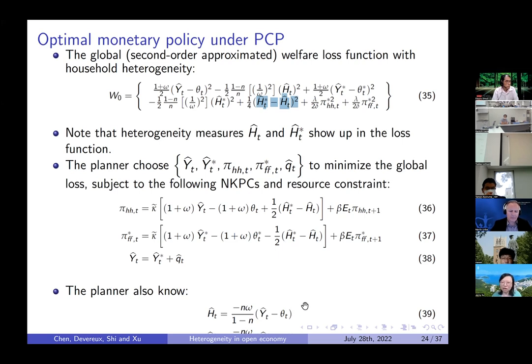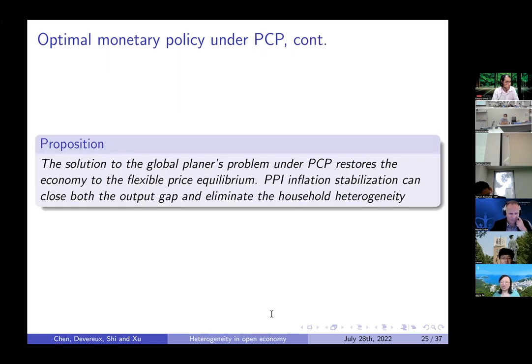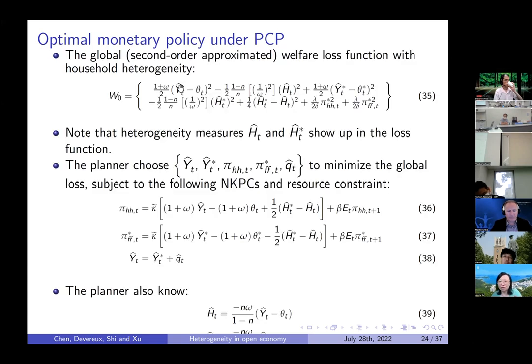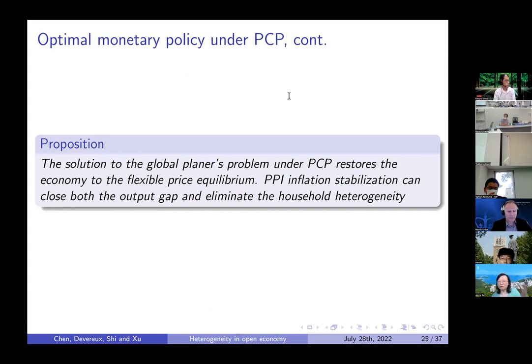Notice that the heterogeneity is proportional to the output gap. And this implies that the solution to the global planner's problem under PCP is going to be very easy, because what they need to do is just close the output gap. This is the output gap, home and foreign, and this is the inflation dispersion. So when they close the output gap, they actually also close the heterogeneity. Therefore, one stone, two birds.